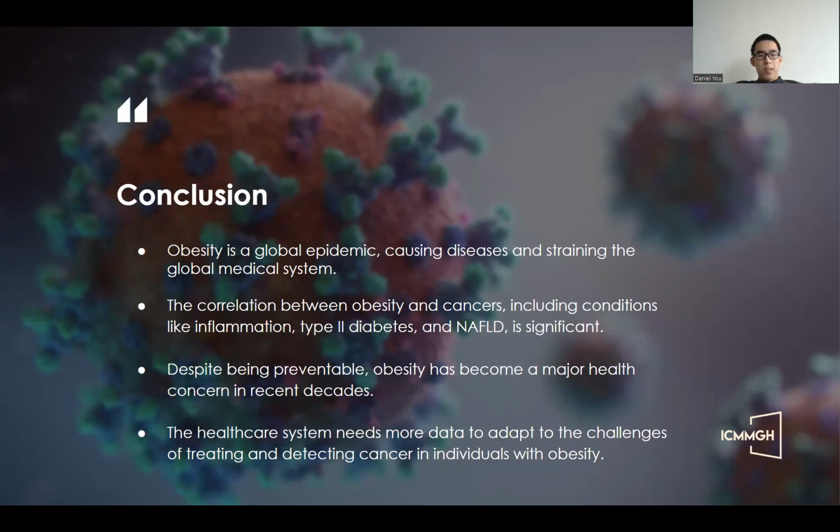And conclusion. Obesity is a global epidemic causing diseases and straining the global medical system. A significant correlation exists between obesity and various cancers, including conditions like inflammation, type 2 diabetes, and NAFLD. Despite being preventable, obesity has become a major health concern in recent decades. The healthcare system requires more data to adapt to the challenges of treating and detecting cancer in individuals with obesity.